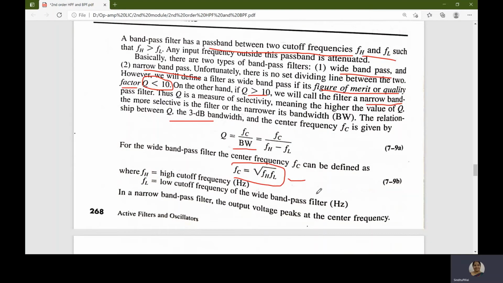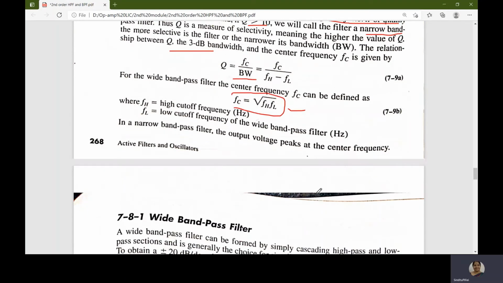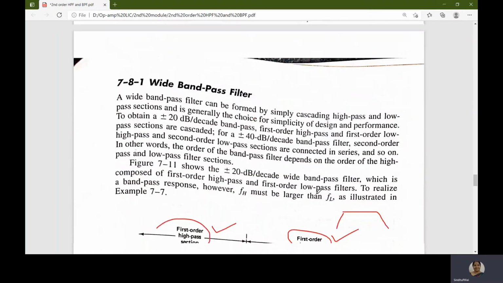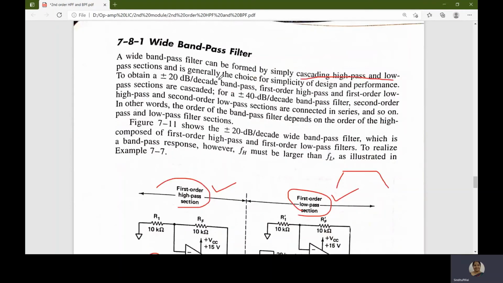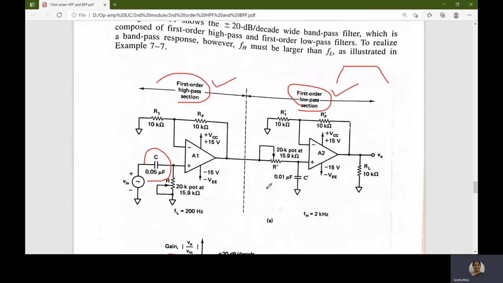So first we'll see how to design this wide band pass filter. A wide band pass filter is got by cascading. What will we cascade? One is high pass and the other is low pass filter. So we will get both the first order filters here. First one is the high pass filter and second one is the low pass filter. In the high pass filter the input is given to the capacitor, and in the low pass filter the output from the amplifier A1 is given to the resistor R.